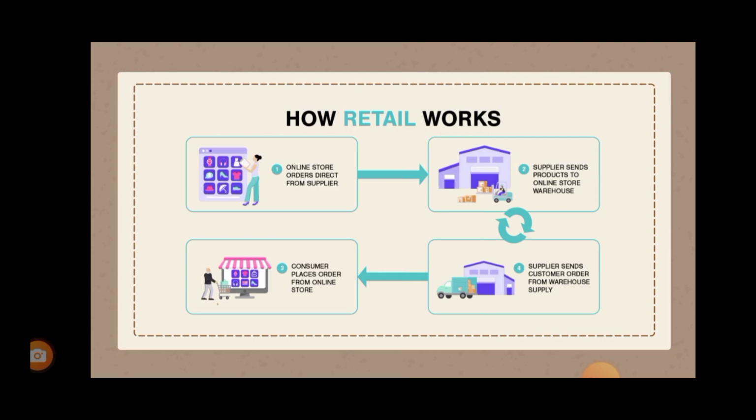Okay, so online store orders direct from supplier. And then from that supplier, the supplier sends products to the online store warehouse. From that, the supplier sends customer orders from warehouse supply. And then the consumer places an order from the online store.